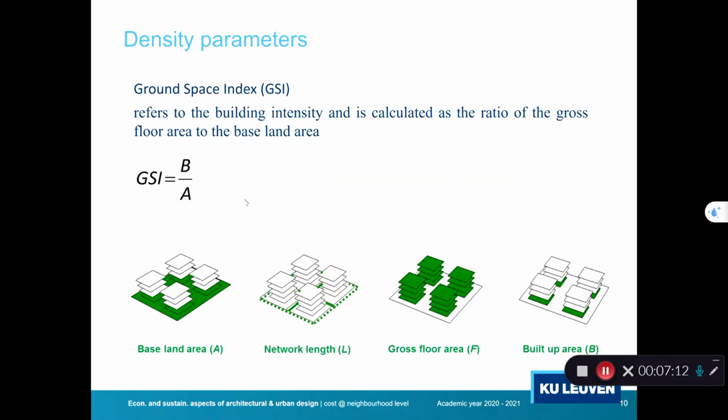So the floor space index and the ground space index are identical when we only have one floor and we only have the ground floor. As soon as we have more levels than just the ground floor, we have a different ground space index compared to the floor space index. So the two are different as soon as we have more than one built-up layer, so as soon as we have more than just the ground level built.